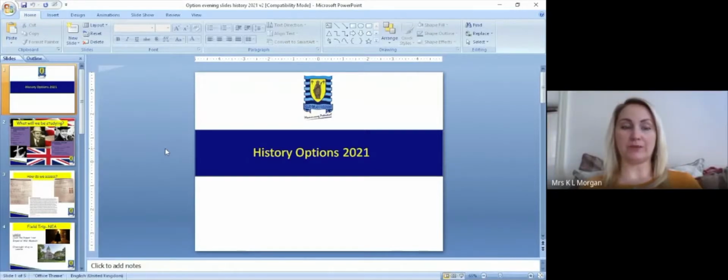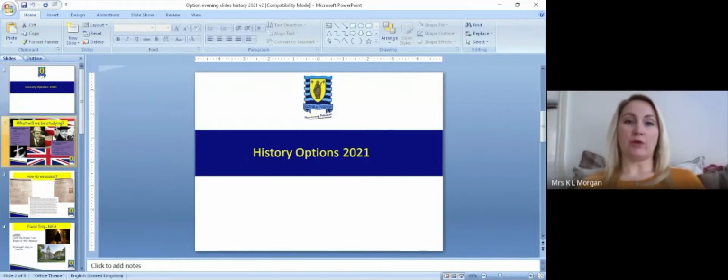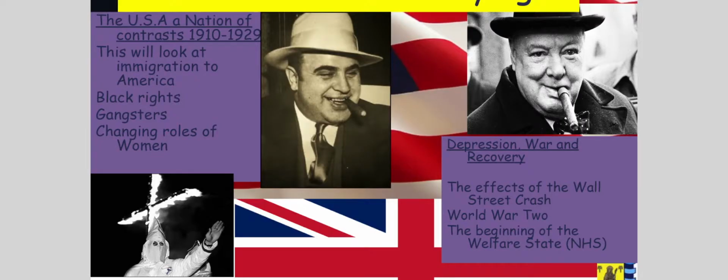So it's going to be a brief outline of what we'll be studying and assessing for history over the next 2 years. So first of all then, what will we be studying? In year 10, you get to study 2 units. Now we usually start with USA, a Nation of Contrasts, which is personally my favourite paper from the WJEC. And then you do Depression, War and Recovery.